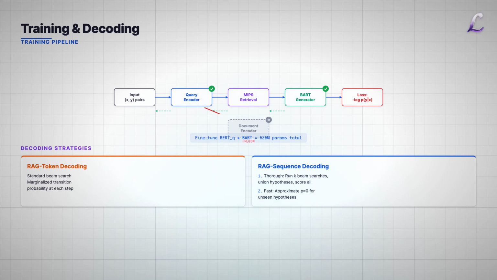Decoding differs between the two models. For RAG-Token, the marginalized per-token probability acts as a standard autoregressive transition, so you can plug it directly into beam search. For RAG-Sequence, things get more interesting.